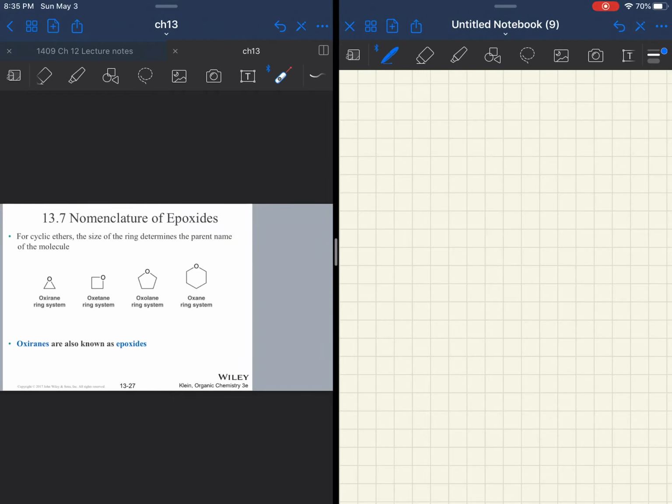All right, for our final portion of lecture, we're going to deal with epoxides. Now, epoxides are a very specific ether, right? It is a cyclic ether, and it's a three-membered ring. This is known not only as an epoxide, but also as an oxirane. All of the cyclic ethers have a special name.